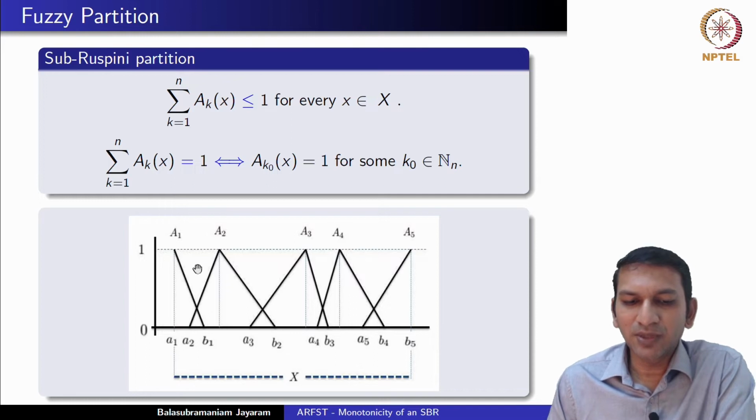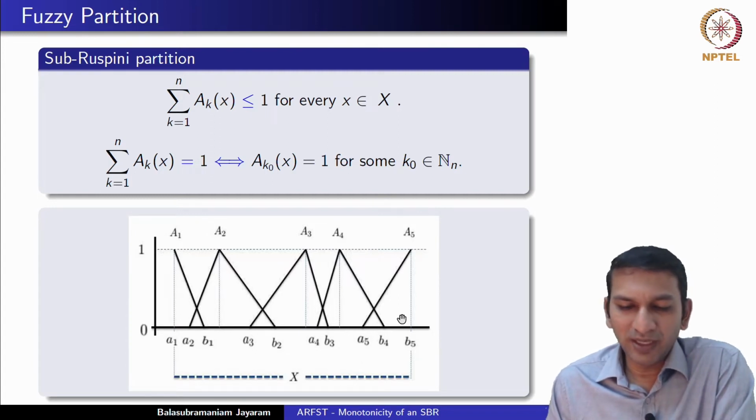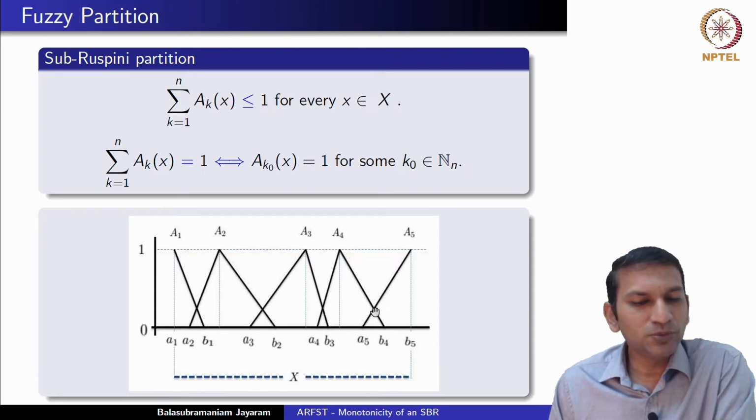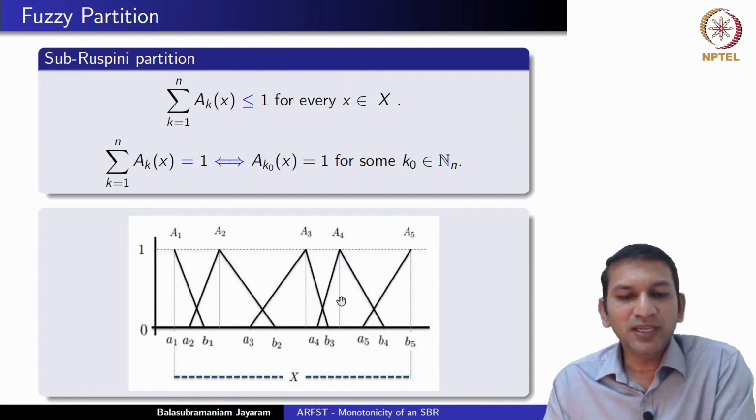At other points, the sum of membership degrees is not equal to 1. Clearly in this case, among the 5 sets that we see, A1, A2, A3, A4, A5, at any point of time only 2 of them are intersecting on the space. So for any point x, it at most belongs to 2 fuzzy sets, and clearly you see that the sum of those membership degrees is not equal to 1. Where it is equal to 1 is only at these points of normality. So it is clearly a Sub-Ruspini partition.